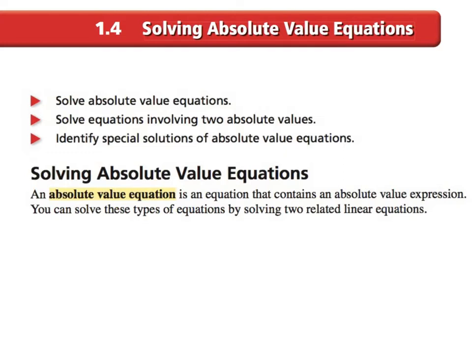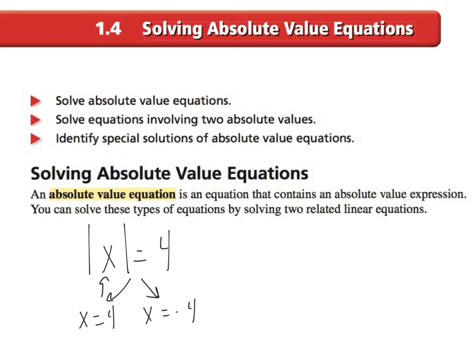If I told you the absolute value of x was equal to 4, what two values of x would make that equation true? The absolute value of what gives you 4? Well, it could give you 4, or it could give you negative 4. Notice that I can solve this by writing two related linear equations.